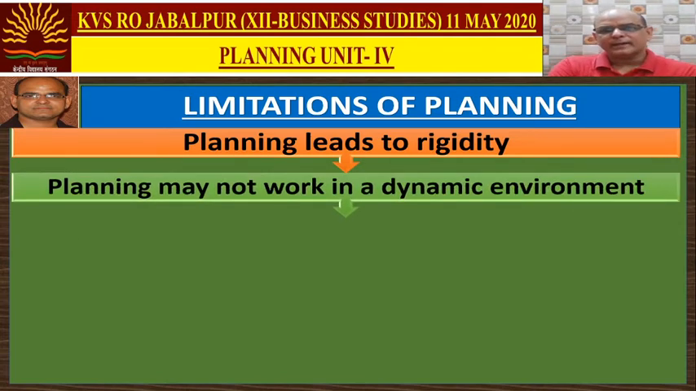Planning may not work in a dynamic environment. If I take the example of fashion, or I take the example of electronic devices, they are having such a dynamic environment that you cannot have a rigid plan on that. The fashion changes so quickly. In the same way, the technological environment changes so quickly that you cannot have a long-term or rigid plan about them. So planning may fail in a dynamic environment which changes very fast.